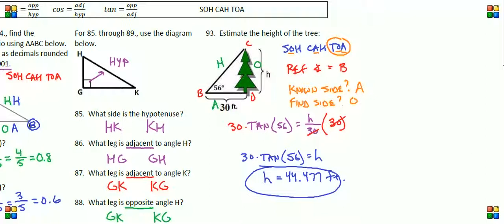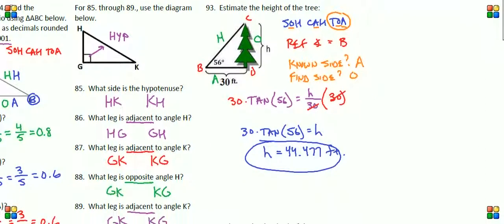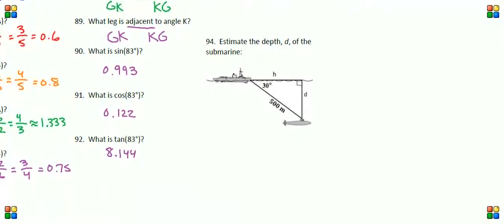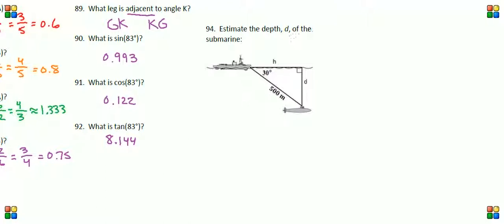We are down to the last question on the front side of our review sheet number 5. Question number 94. Estimate the depth D of the submarine. So we're looking for this side right here. Depth is labeled as variable D. We got a submarine in the water.